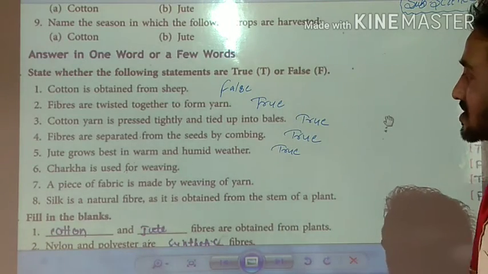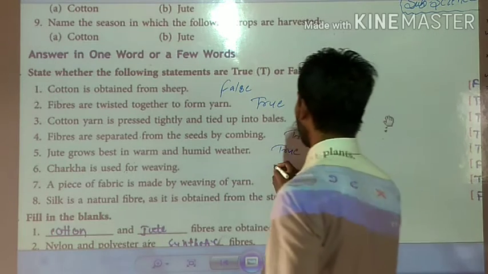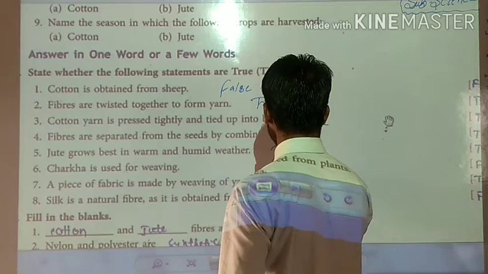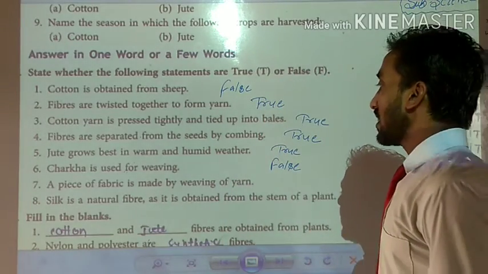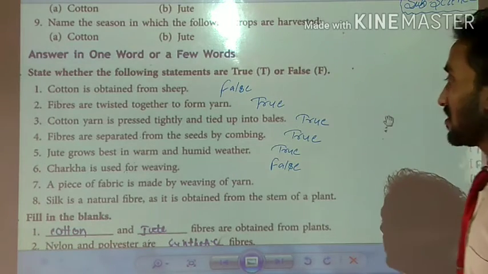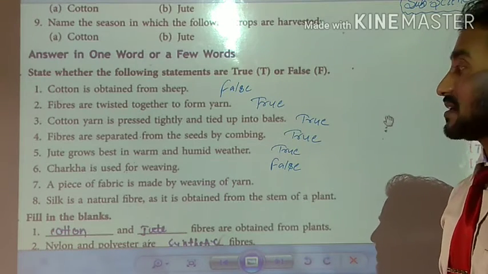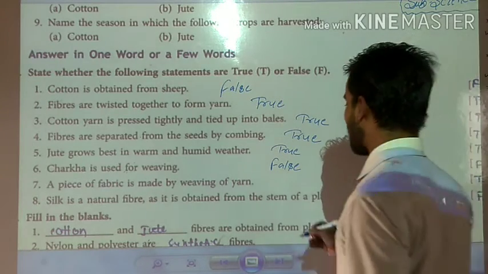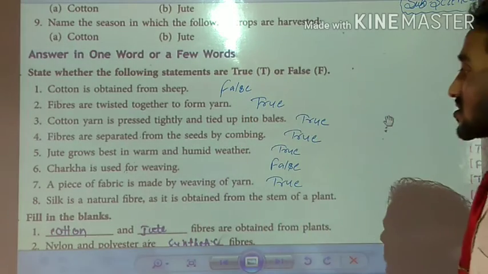Students, now question number 6. Charkha is used for weaving. Do you agree? Is it true? No. It is not used for weaving. Okay, students. See, a piece of fabric is made by weaving of yarn. Yes, exactly. By weaving of yarn, we make a piece of fabric. Yes, it is true.